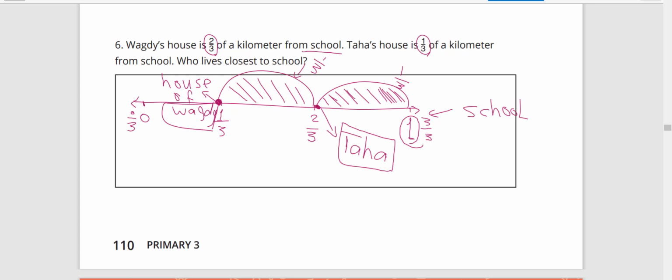Who lives closer to school? Taha lives closer to school. Taha is closer to school.